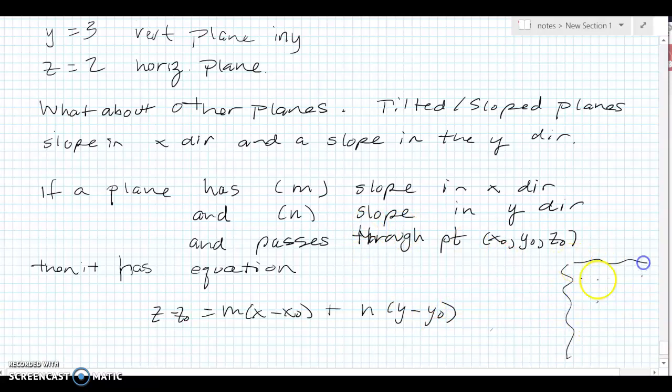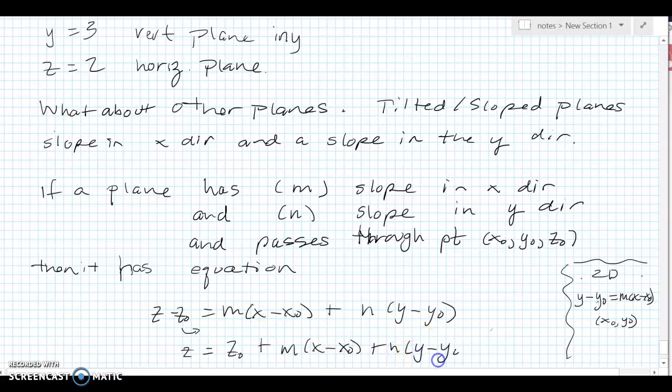So remember 2D. You could write the equation of the line y minus y naught equals m times (x minus x naught), and that went through the point x naught, y naught. Often we don't just leave it like this. We move the z over, so we have z equals z naught plus m(x minus x naught) plus n(y minus y naught).